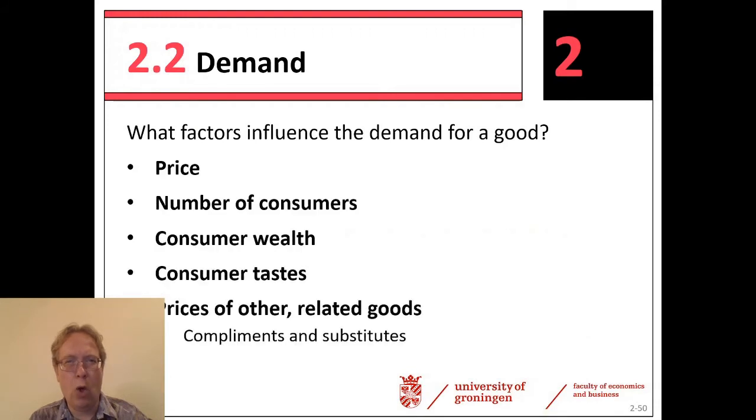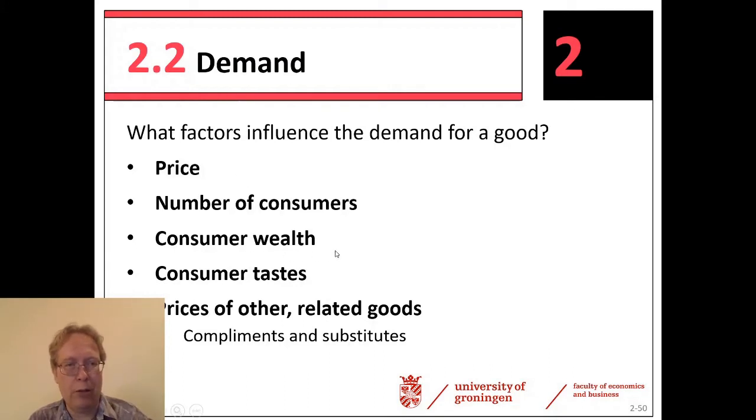Okay, so what determines demand? So what factors influence how much stuff people want to buy at a certain point in time, at a certain location? Well, there are quite a few things that are important, of course. If price is high, then chances are that people want to buy fewer tomatoes. If there are many people, if the number of citizens of Groningen doubles overnight, then chances are that more tomatoes will be sold at a given price.